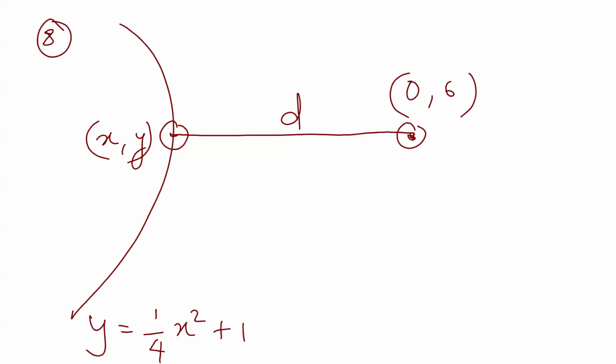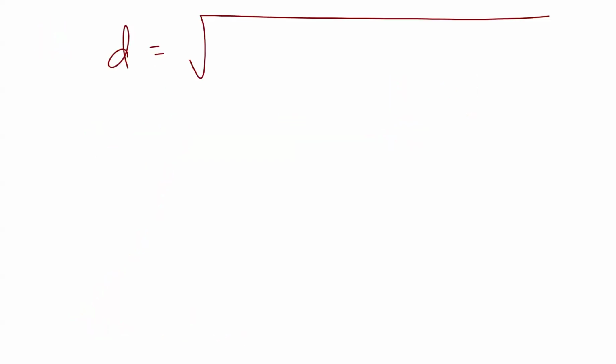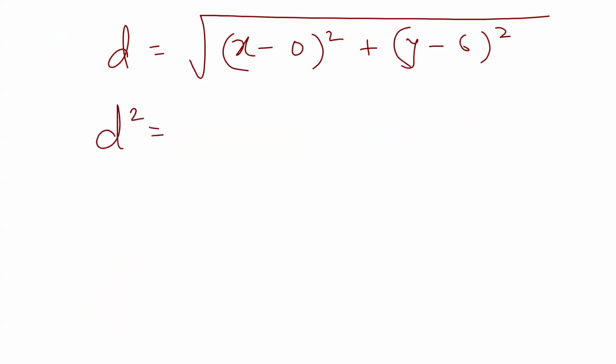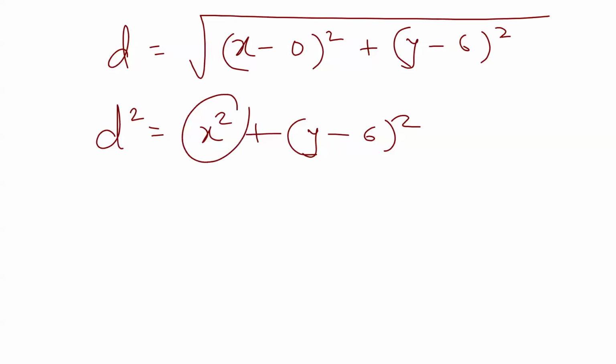So distance d is square root of, the distance has to be nearest, shortest. So d will be square root of x minus 0 the whole square plus y minus 6 the whole square. Distance formula. So d square is x square plus y minus 6 the whole square. Okay. Now guys, we know the value of x square somewhere in the problem. We know the value of x square. See?